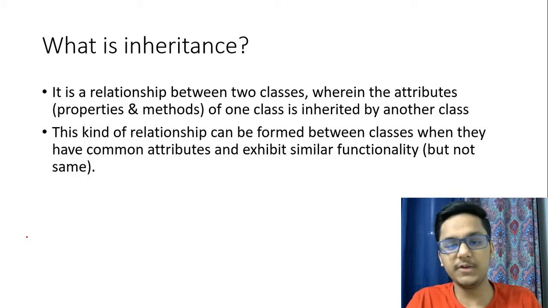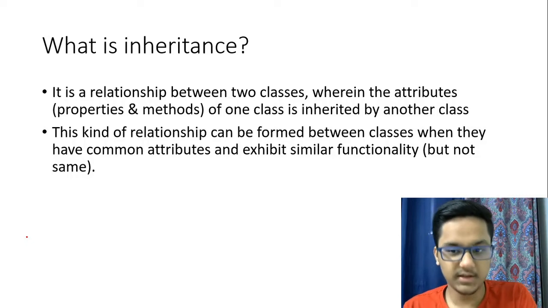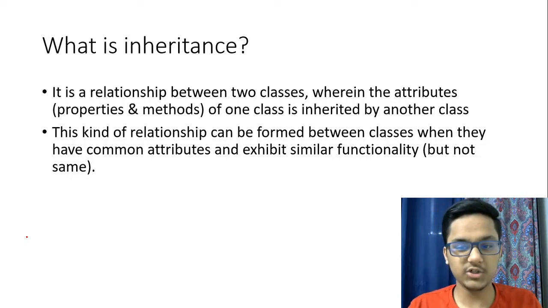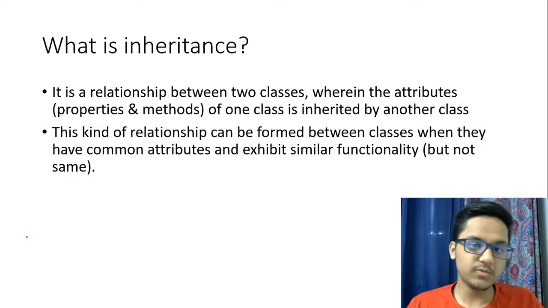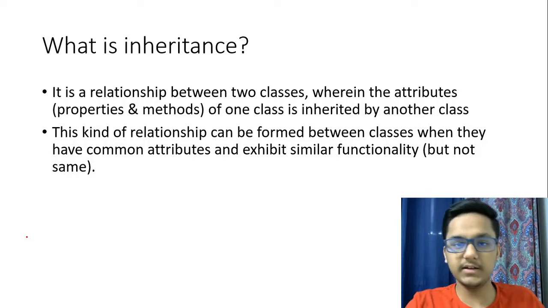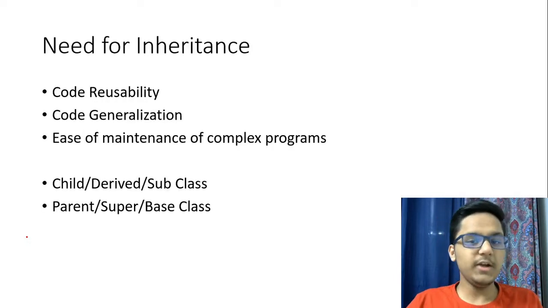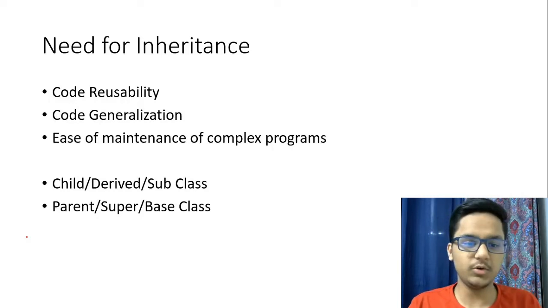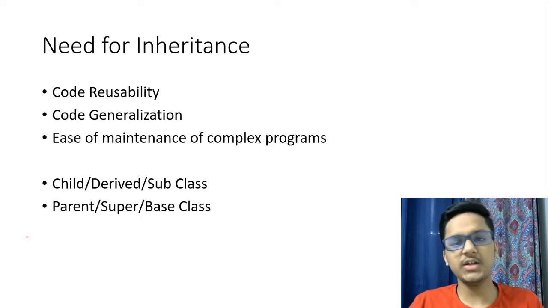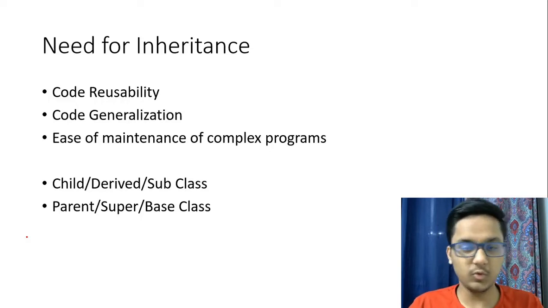It's a relationship between two classes where the attributes of one class are inherited by another class. And this is like a relationship formed between classes when they have similar features. So for example, I want to perform something in class B which is very similar to in class A, so I can inherit those properties from class A. Then this is called inheritance essentially. So why do we need inheritance? So as I mentioned, again, instead of writing the code again, you can just reuse the old code. It is also used for code generalization, and it helps in the overall maintenance of the code.